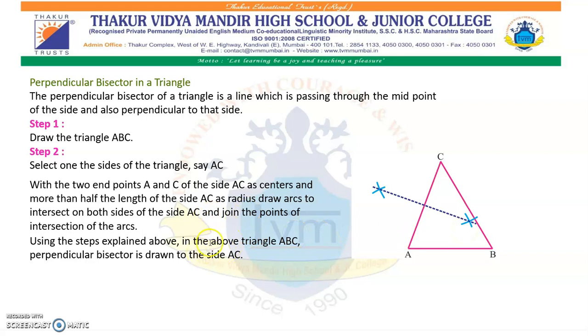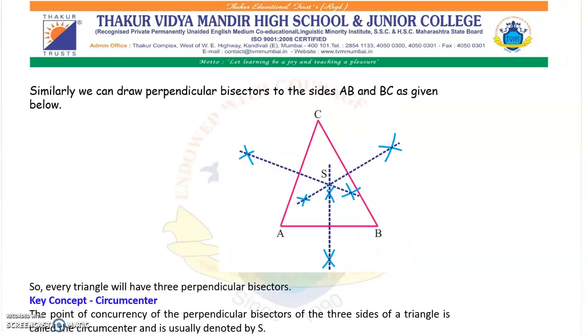Use the steps explained above in the triangle ABC. Perpendicular bisector is drawn to the side AC. Similarly, we can draw perpendicular bisectors of the sides AB and BC. So every triangle has three perpendicular bisectors. You can see in the figure, we are having three perpendicular bisectors.